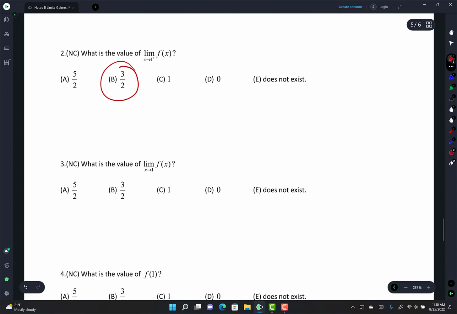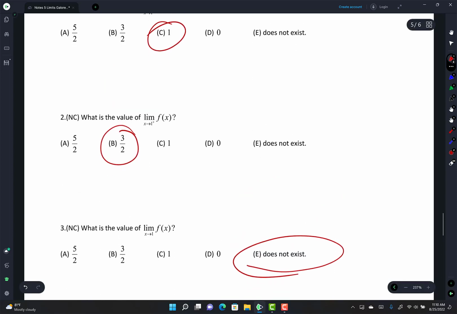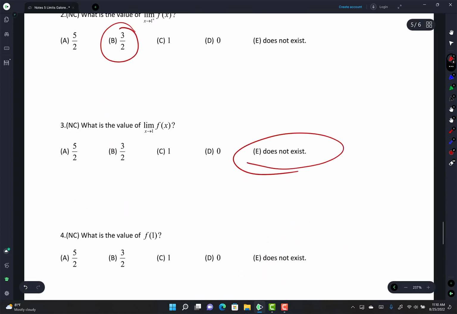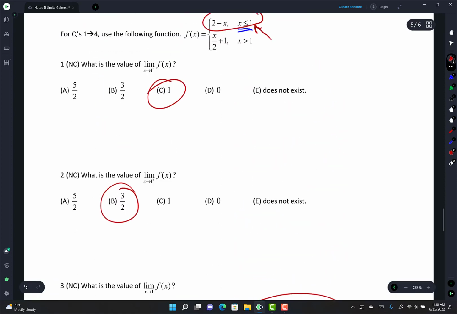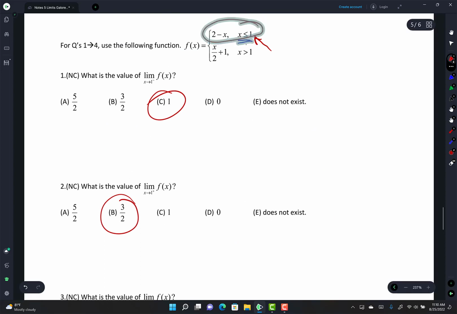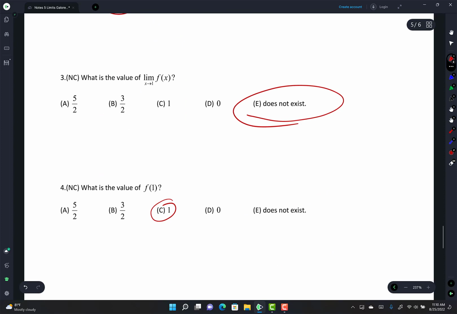Now I take away the plus sign, I take away the minus sign. What's the limit as x approaches 1? Does not exist. Why? They're different y values. If you approach from the right, it's 3 over 2. If you approach from the left, it's 1. You don't approach the same y value. Cool? All right. Number 4. What is the value of f of 1? That is where x is defined, so you plug it into the top equation. So it's 1. How do we feel?